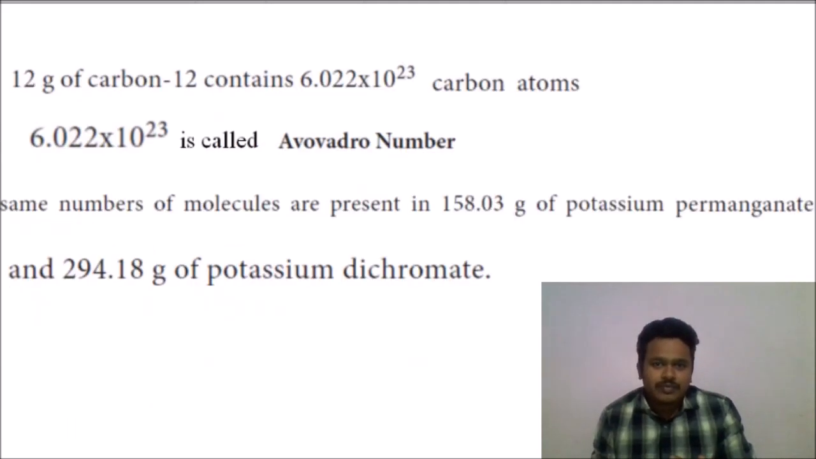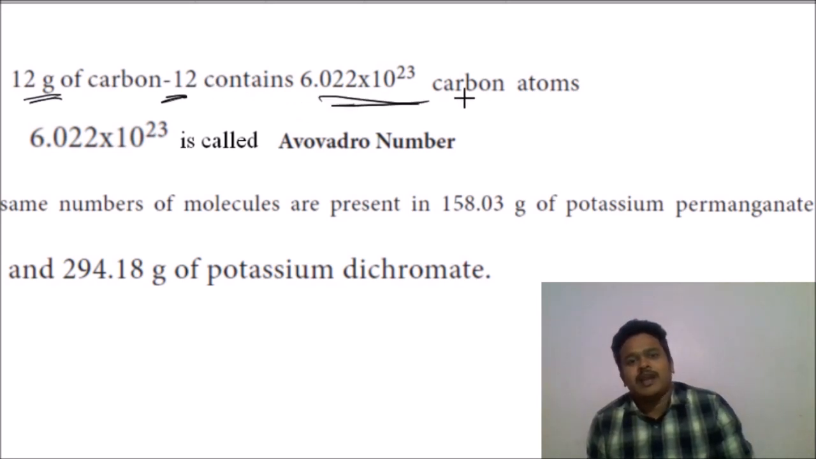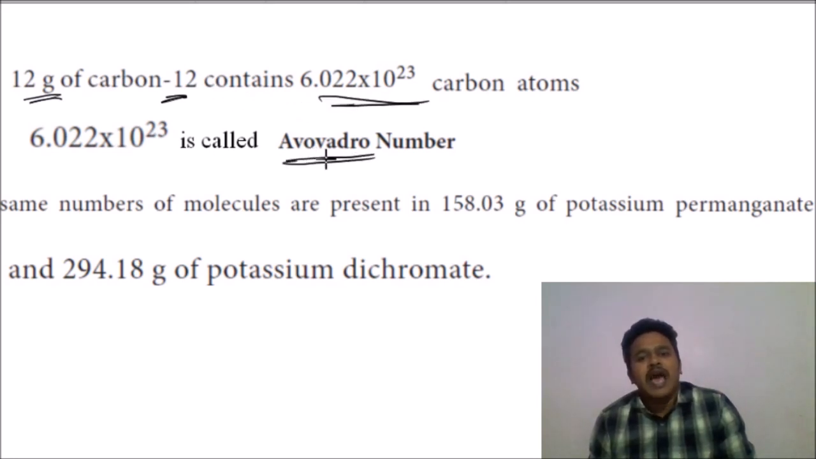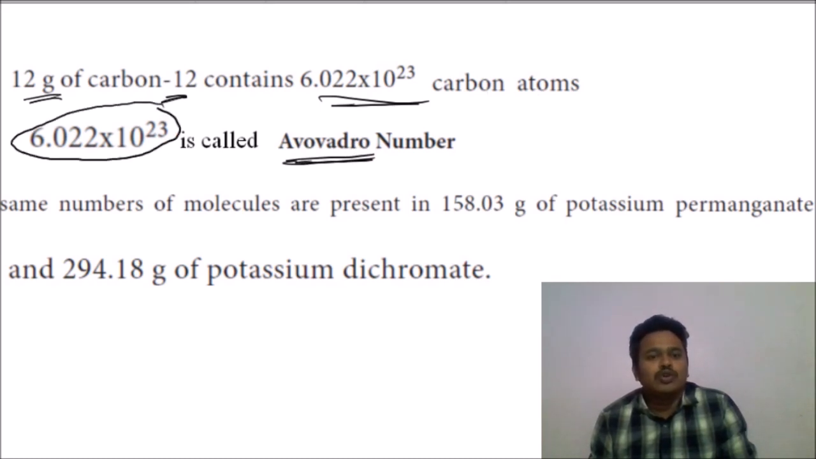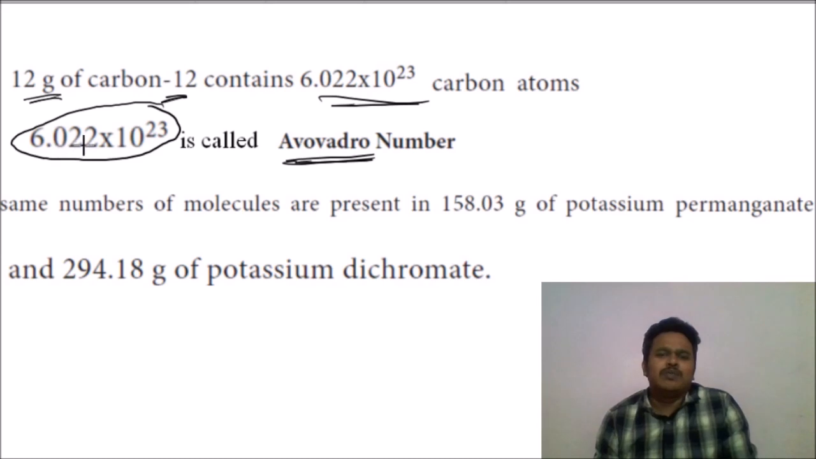Okay, next one. This is what we discussed till now. 12 grams of the C12 isotope contains this many atoms, and this number is defined as the Avogadro number. We have to remember this number, 6.022 into 10 power 23. Otherwise, 6.023 into 10 power 23 is also okay.